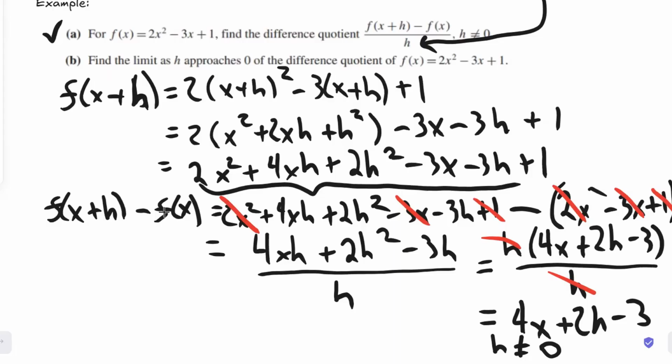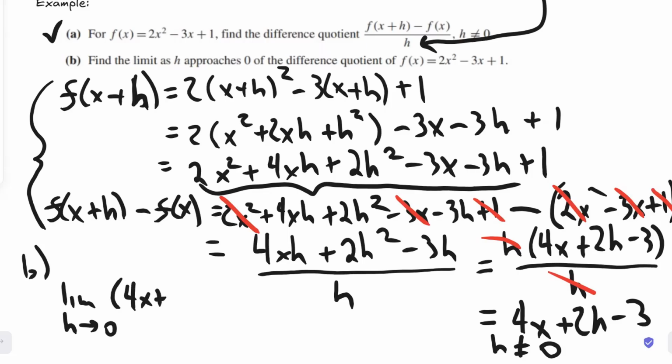Now for part B, we want to take the limit as h approaches 0 of the difference quotient. Well, we already did all the hard work up here of setting up the difference quotient and simplifying it. So now all we have to do is take the limit as h approaches 0 of 4x + 2h - 3. Now don't let this fool you. The x is still a variable, but we're not letting it vary at all. All we're doing is let h approach 0. So as h approaches 0, everything else kind of stays the same, and you have 4x - 3.